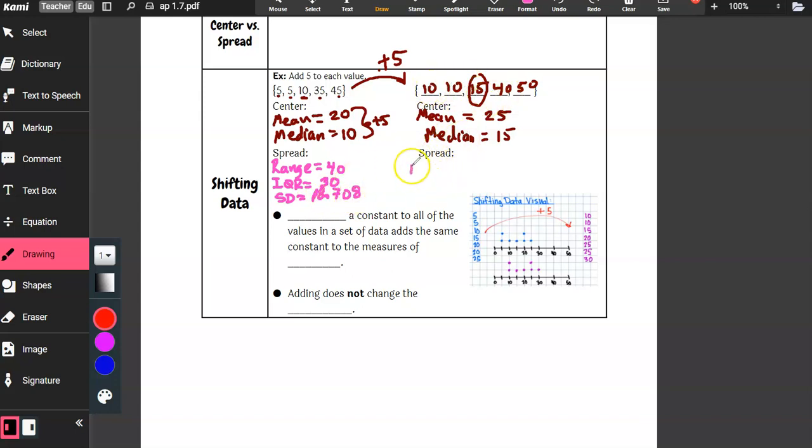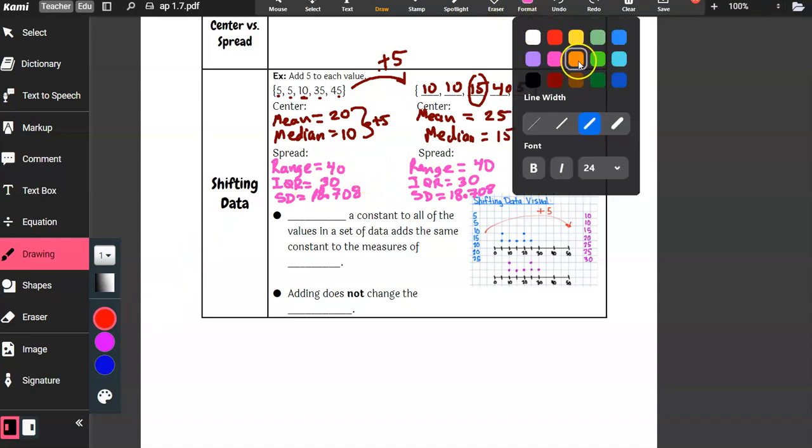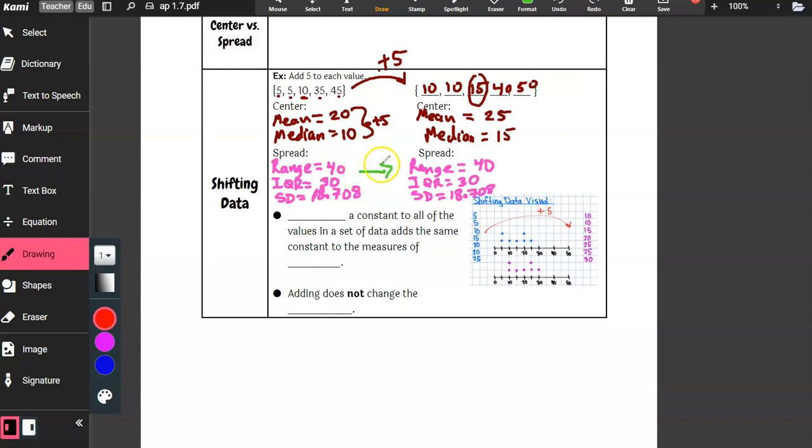On this new set, if we calculate the same variables here for comparing purposes, the range is 40. 50 minus 10 is 40. The IQR would be the third quartile minus the first quartile. You'll get 30. And the standard deviation is 18.708. All right. So notice that from here to here, everything is the same.